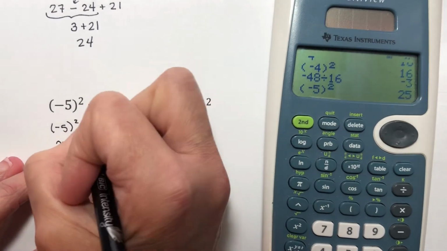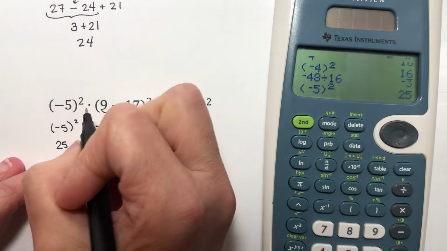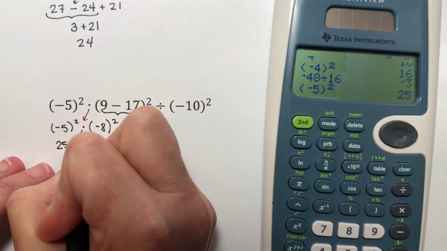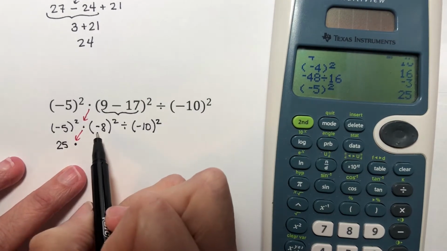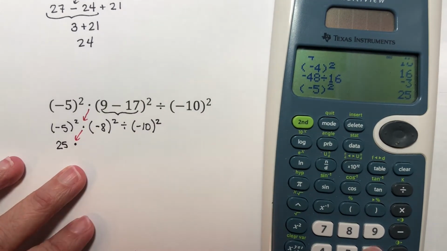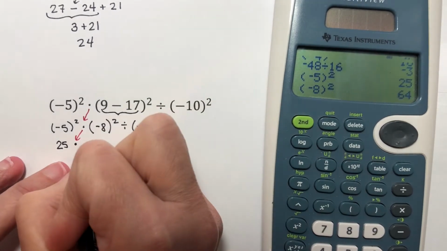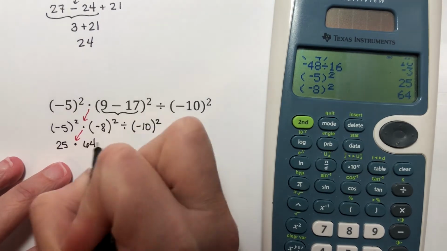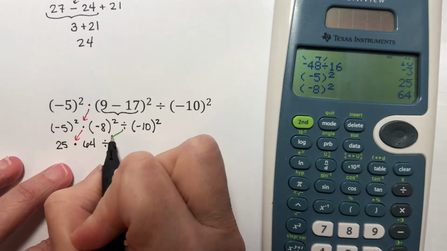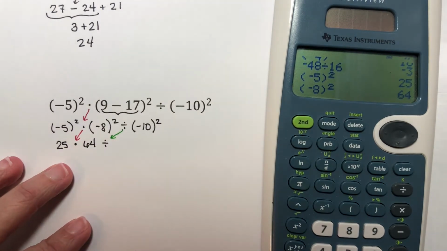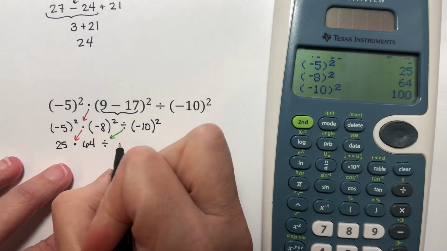So this multiplication, use a different color here. That's still there. This is asking us to do -8 times -8. If we use our -8 inside parentheses and square it, we get +64. Divided by, that's this symbol right here. It's just following us along. We haven't dealt with it yet. -10 inside parentheses squared is 100.